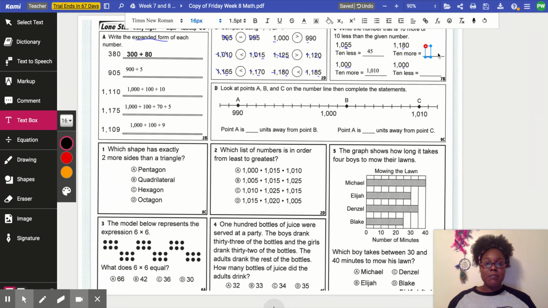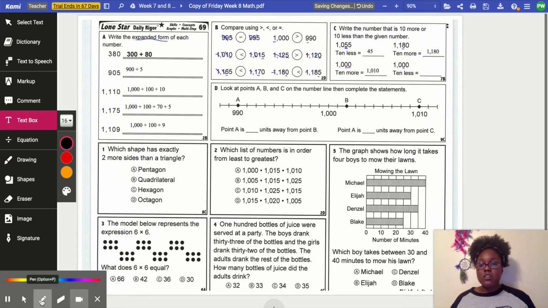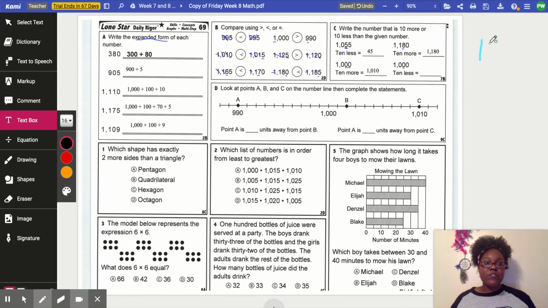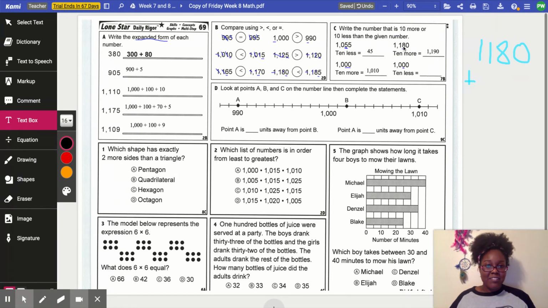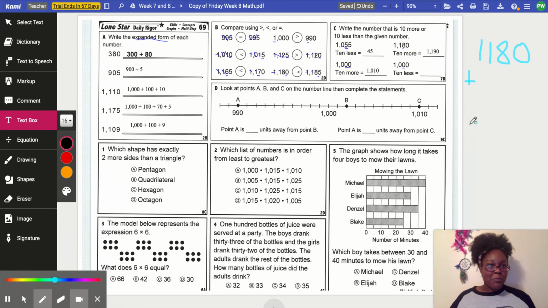So that means my number is going to be 1,180. If that does not make sense to you, you can write it out if you need to. 1,180 plus 10. Oh, haha, Ms. Walker made a mistake. 1,180 plus 10 is 1,190. The 8 went up to a 9. All right, I typed the wrong number.